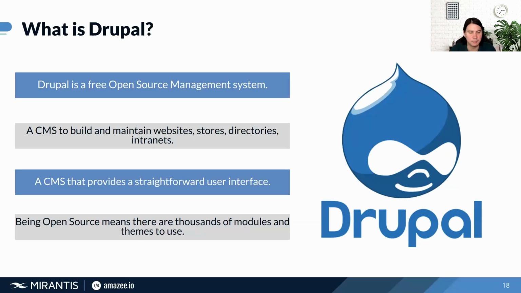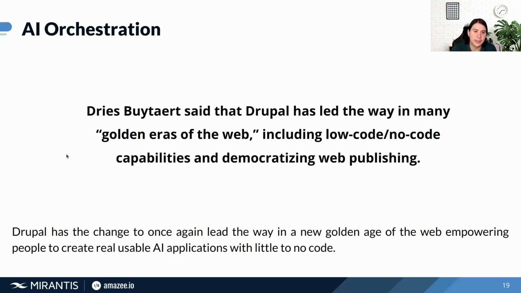And the standard way that people would do things is by going onto the website, reading it, and manually putting information into the form. However, one thing we've been working on recently is the AI module. Dries, the founder of Drupal, said Drupal has led the way in many golden eras of the web, including low-code and no-code capacities and democratizing web publishing. And we believe that Drupal is going to once again lead the way in this new golden era of AI orchestration by allowing normal people to be able to just create real usable AI applications with little to no code.